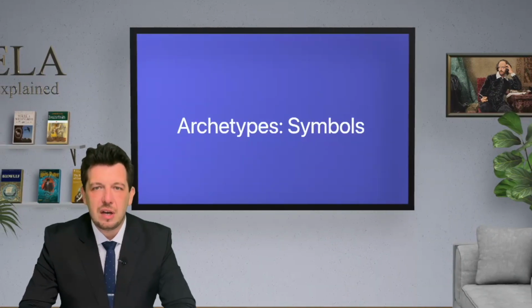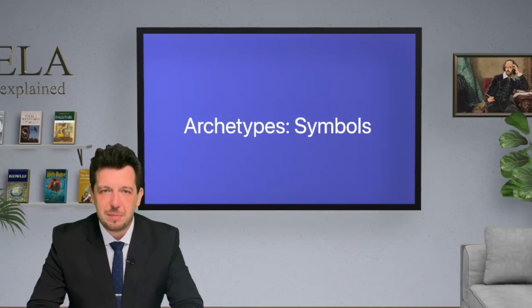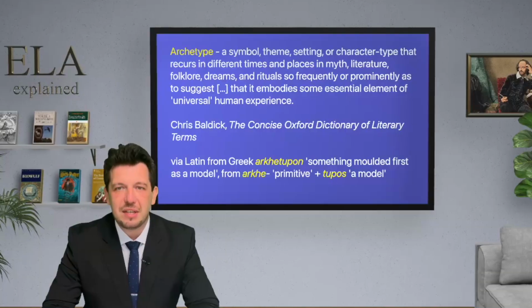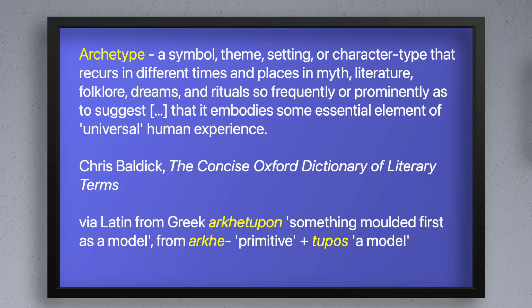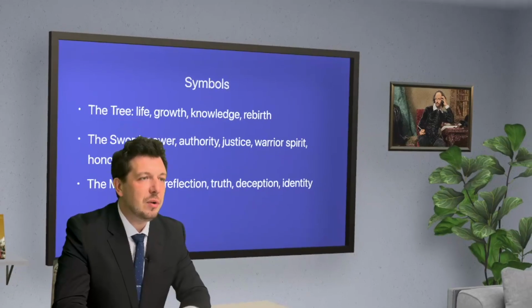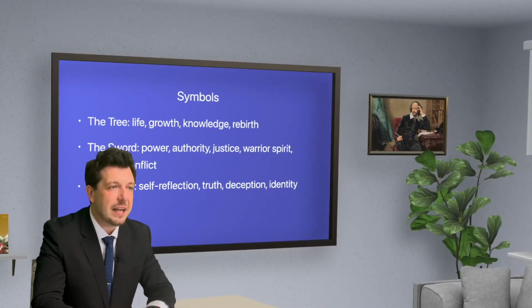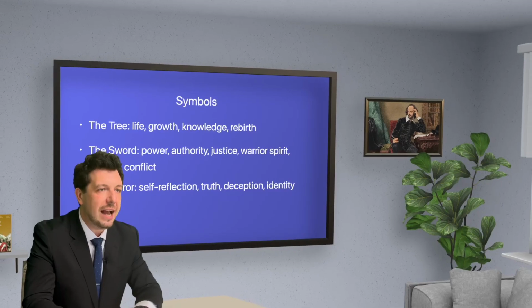In this video, we'll continue our discussion of archetypes. As a brief review, archetypes are symbols, themes, settings or character types that recur in different times and cultures, embodying essential elements of universal human experience. As I mentioned in the previous video, archetypes are flexible and there is no single system for categorizing them. In this video, we will focus on some common examples of archetypal symbols, specifically the tree, the sword, and the mirror.